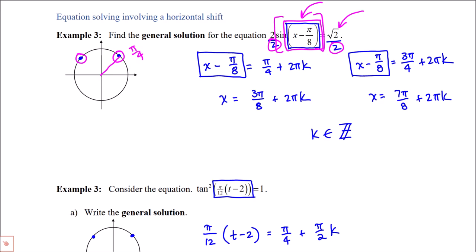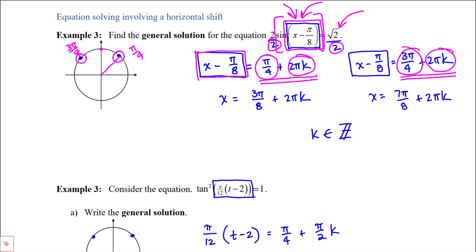Pi over 4, 2 pi over 4, 3 pi over 4. And again, plus 2 pi k. So this part doesn't change. But the portion after sine is this whole expression. So I write that whole expression here, because sine of that expression is still going to be root 2 over 2.